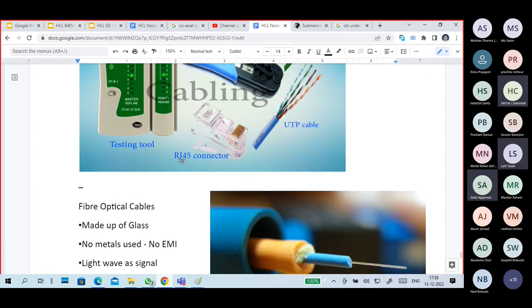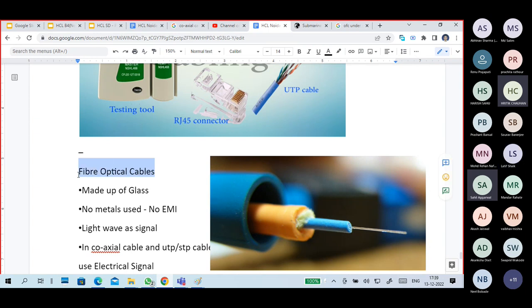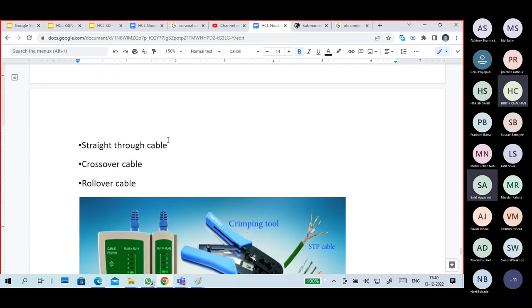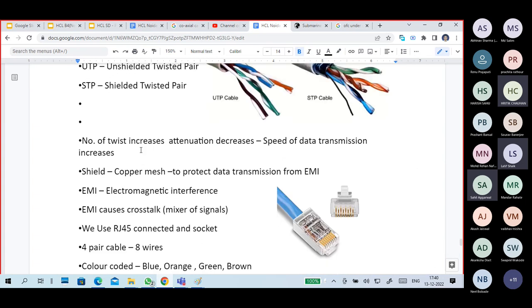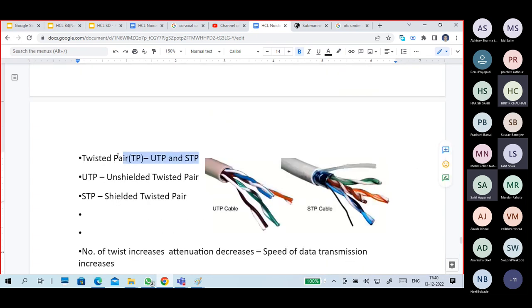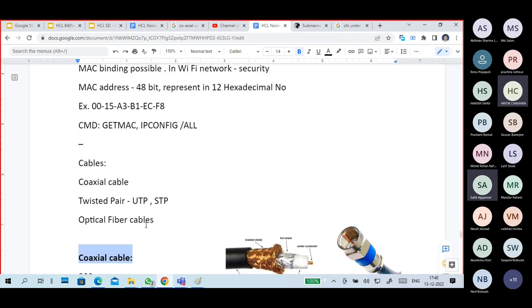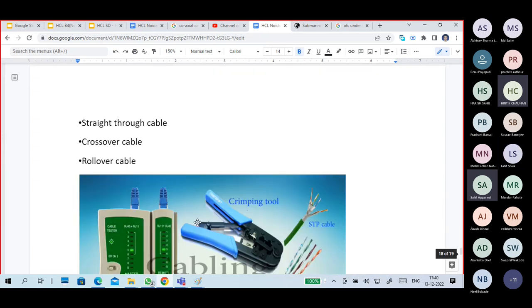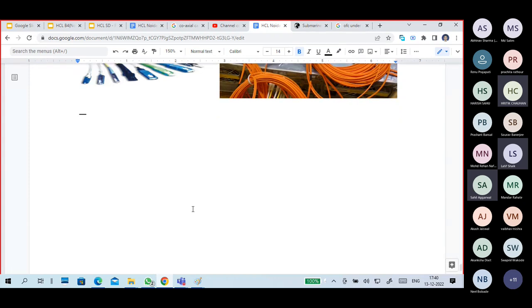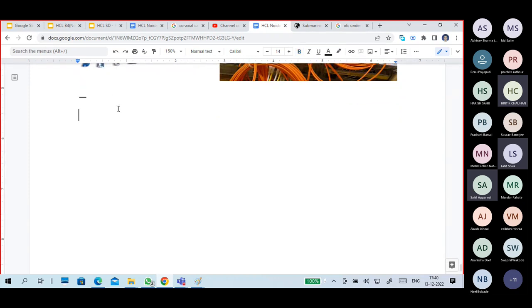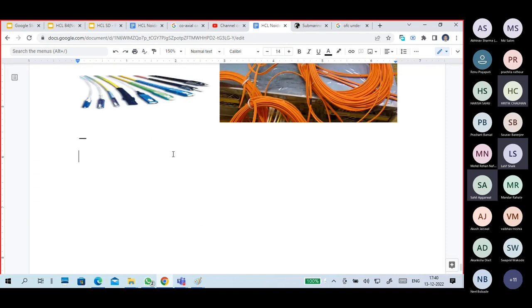Understand, guys, different types of cables. I'm telling only simple parts, not a very hardcore part. It's not a CCNA training anyway. If you have any doubt or question, I will forward certain videos to you, or pictures are also helpful to understand.